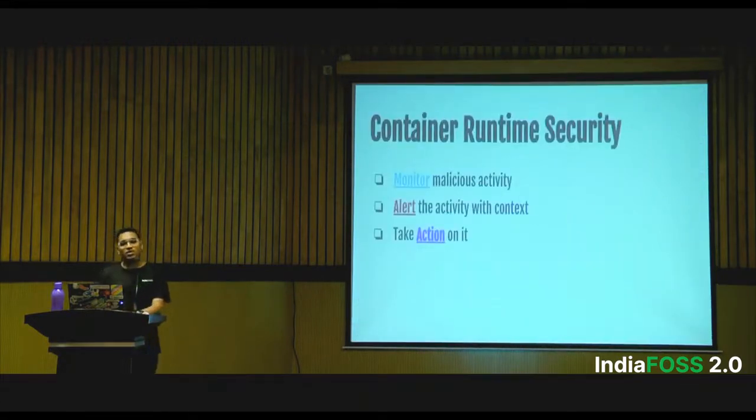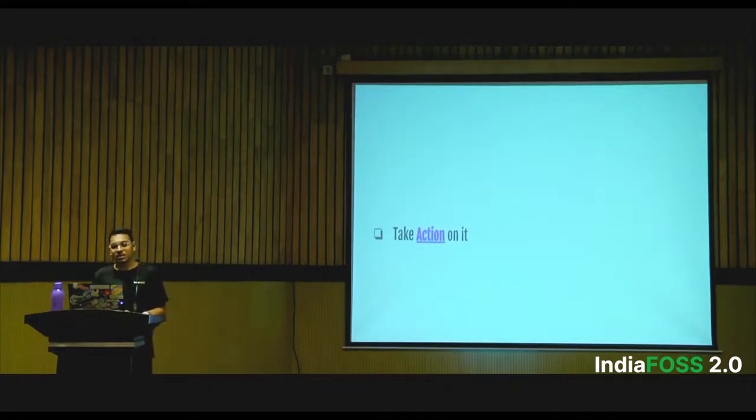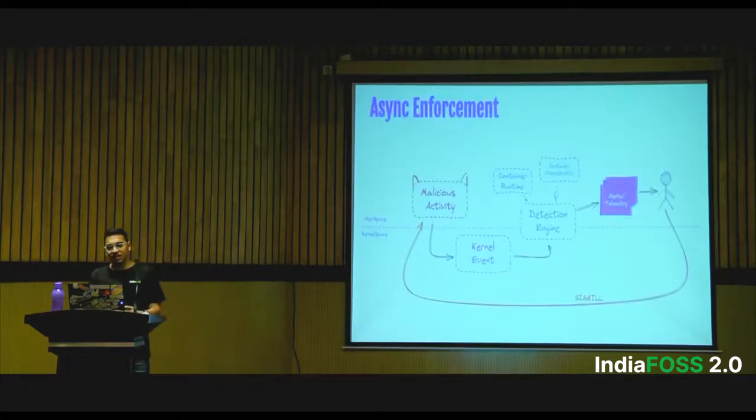So we talked about monitoring the malicious activity and alerting the activity with some context. Now let's talk about taking action on it. What we can do is, once we get the alert or telemetry, the user or the system administrator can issue a SIGKILL or something along those lines to terminate that malicious activity. But by the time it reaches the sysadmin and by the time he takes action, the malicious activity would already have done its job and extracted all the information that it intended to.